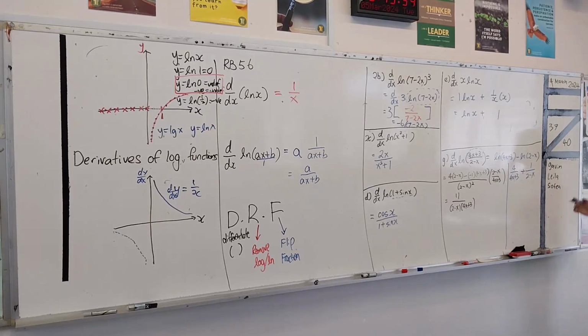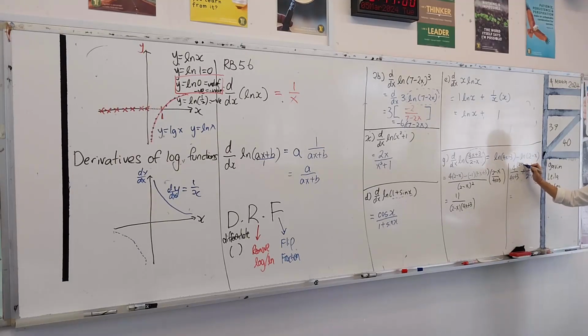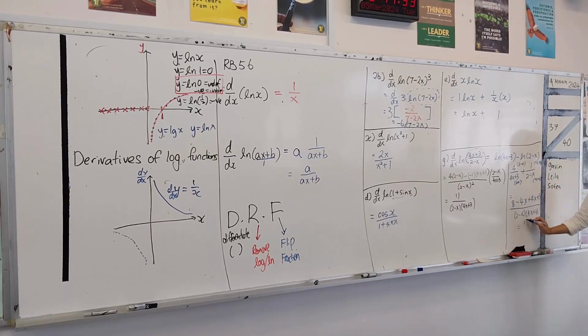Common denominator. Okay, why common denominator? Because I try to see whether these two can become the same. Times 2 minus x, multiplied by 4x plus 3. So the common denominator will be 2 minus x, times 4x plus 3. So let's expand. We have 8 minus 4x plus 4x plus 3. You will get exactly the same answer.